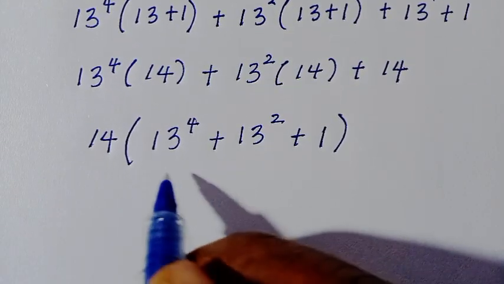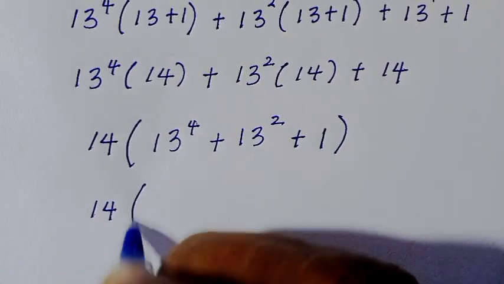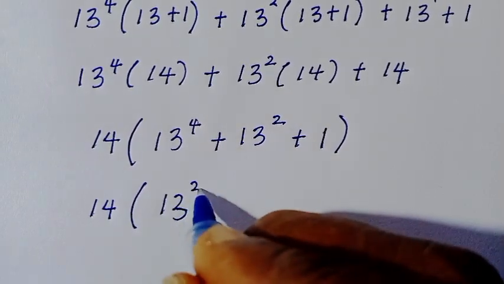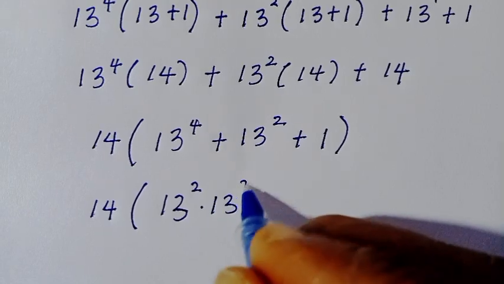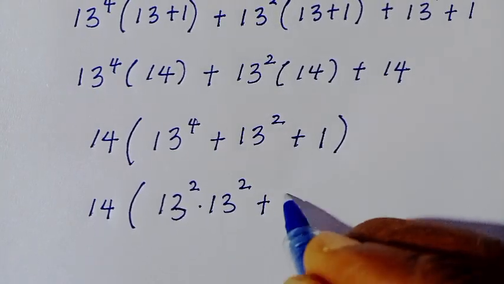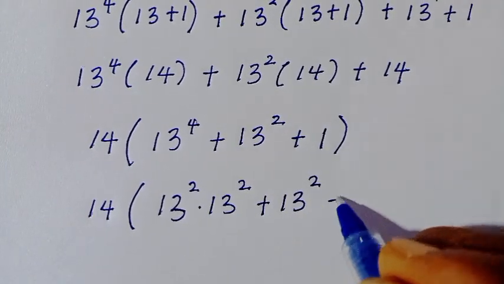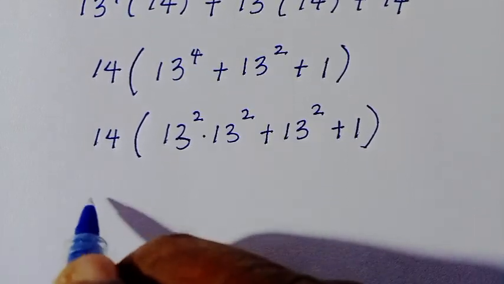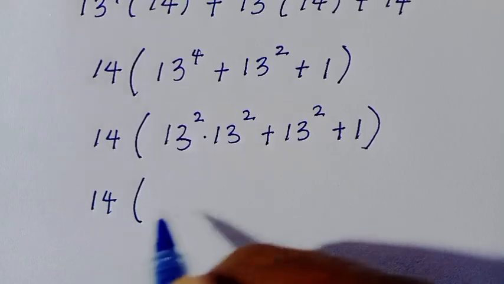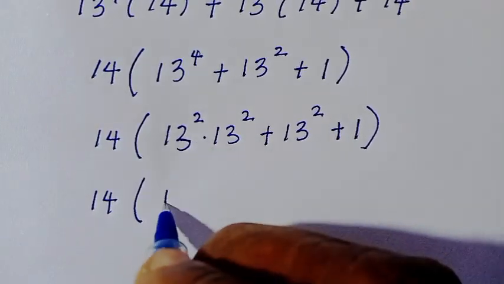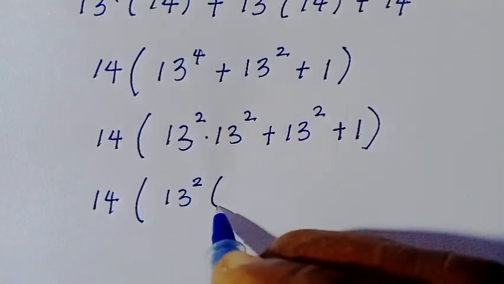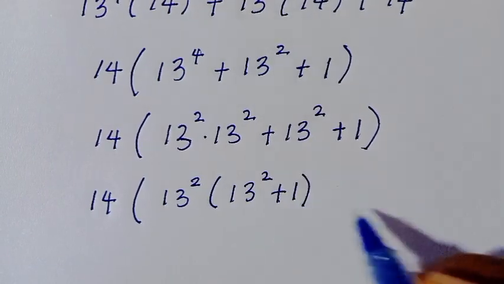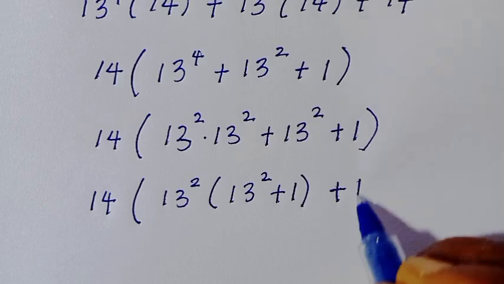And in the next step, we are going to write this as 14 into bracket of 13 to the power of 4. We can write this as 13 to the power 2 multiplied by 13 to the power of 2, plus 13 to the power 2 plus 1. And next, we have 14 into bracket of 13 to the power of 2. When we take it out, here we have 13 to the power of 2 plus 1, and here is plus 1.